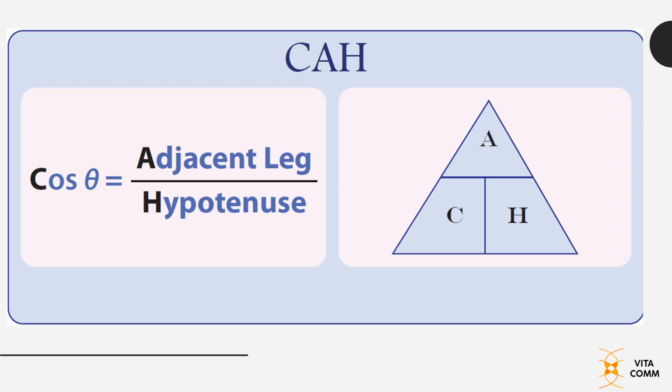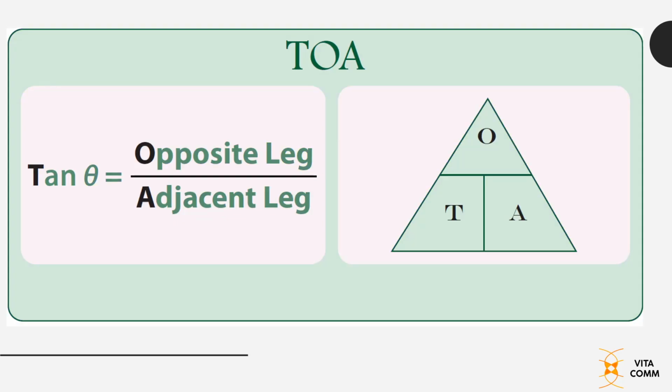You can pause again, write it down if you want to, take it in, and let's move on. Okay, TOA. Again, we've got tan of theta. We have the acronym TOA, which stands for tan of theta equals opposite over adjacent. Again, it's TOA, not TAO. It's TOA. Take it in, write it down if you need to.